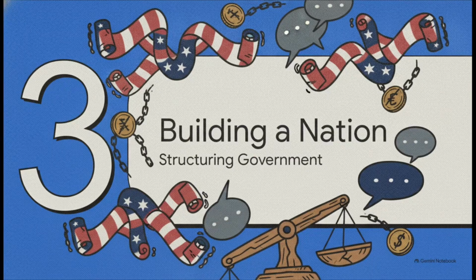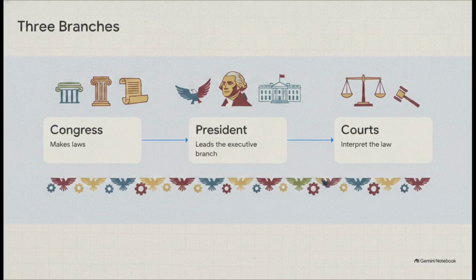Section 3. Building a new nation. Structuring the government. So the war is won. But actually governing this massive debt-ridden new nation, it was chaotic. Under their weak first government, the states were constantly at each other's throats. But then comes the brilliant solution, the 1787 Constitution drafted in Philadelphia. They intentionally divided power into 3 balancing branches. You have Congress to make the laws, the president to lead the executive branch, and the courts to interpret the law.